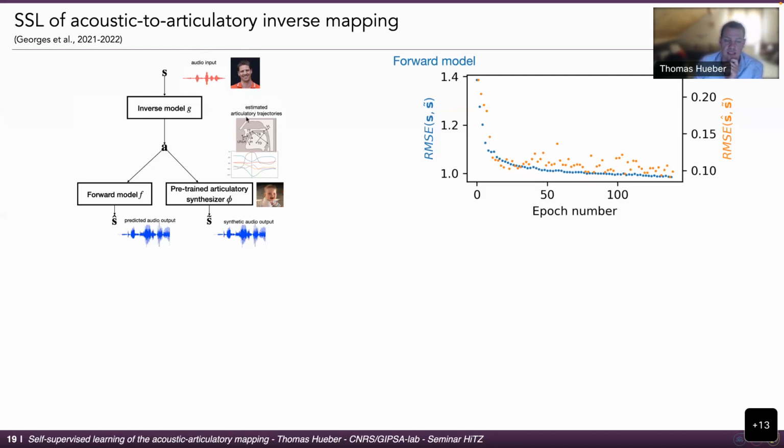It means that what we have asked the inverse model to do is to recover, in the vocal tract space of the reference speaker, some kind of gestures, but from the acoustics of a large variety of speakers. So it has to implement not only acoustic to articulatory mapping, but also speaker normalization.